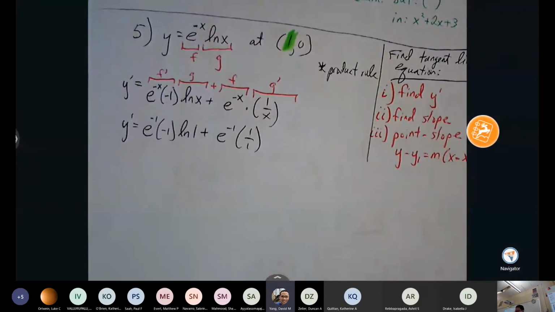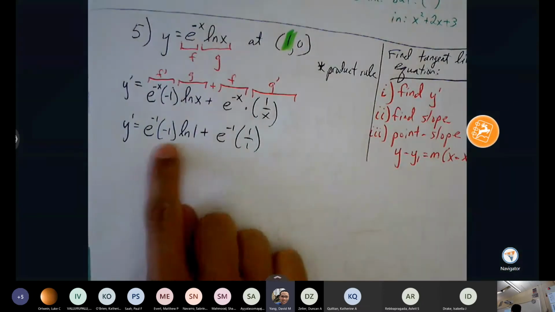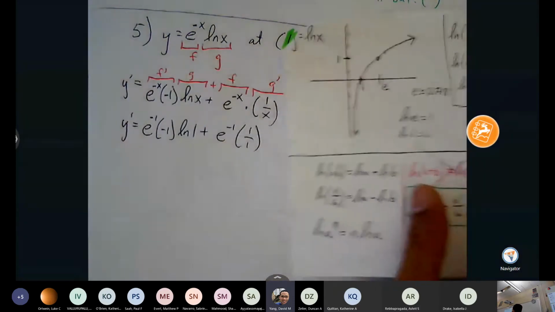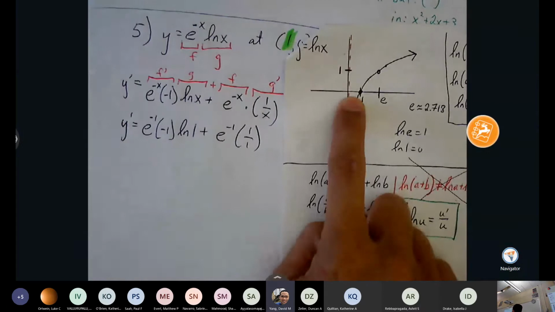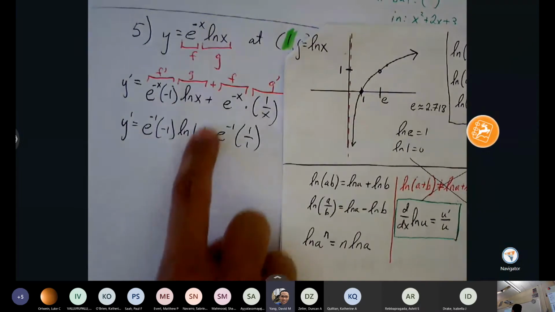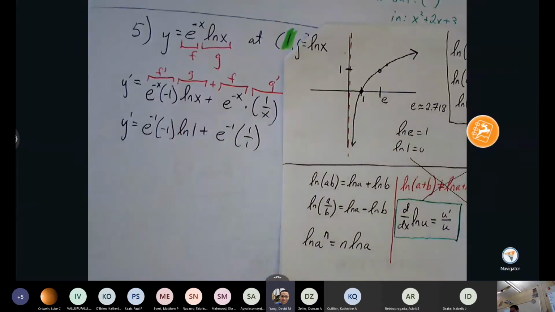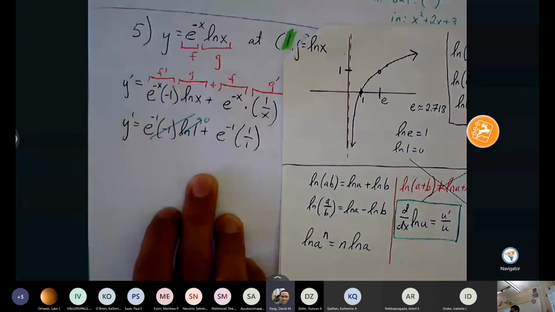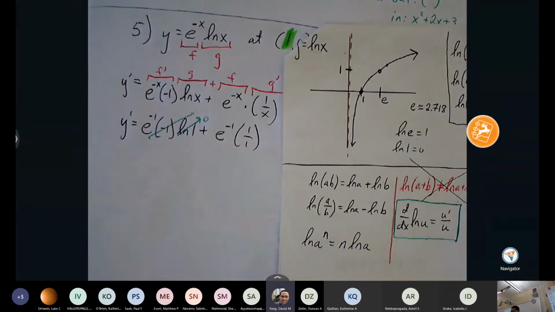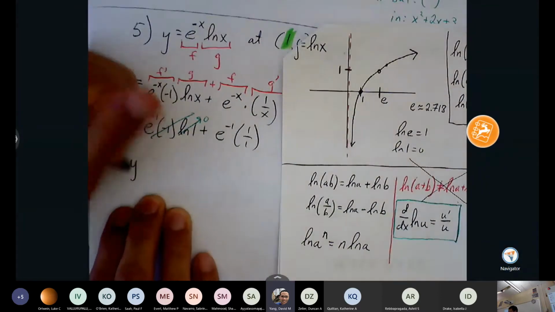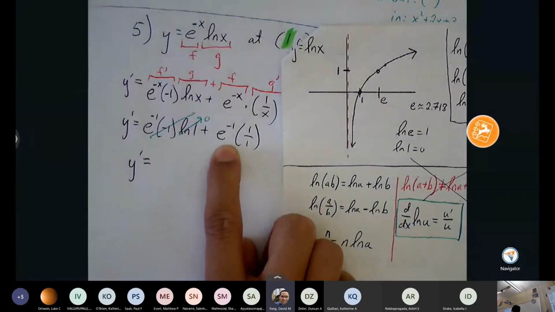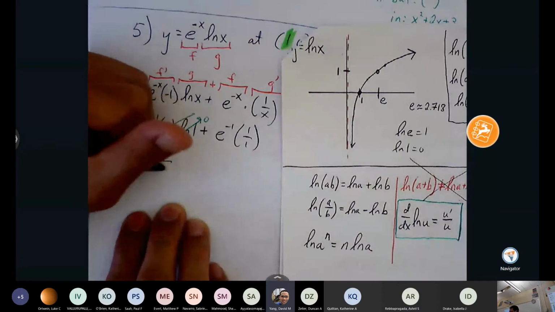All right, I know this looks messy, but this is going to clean up nicely here. What do you know about natural log of 1? Yeah, natural log 1 is 0. So that's nice. That's going to take out this whole thing here. So I'm just left with e to the negative 1, and how can I represent e to the negative 1 without a negative exponent? 1 over e, right? There we go. There's our slope.